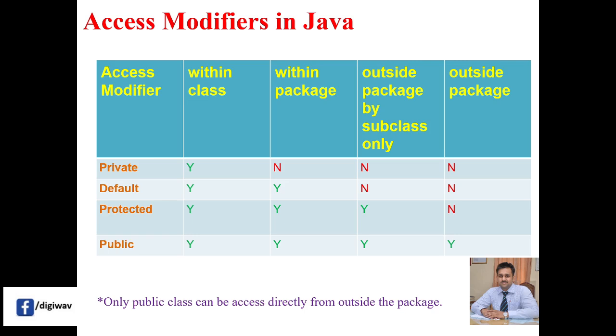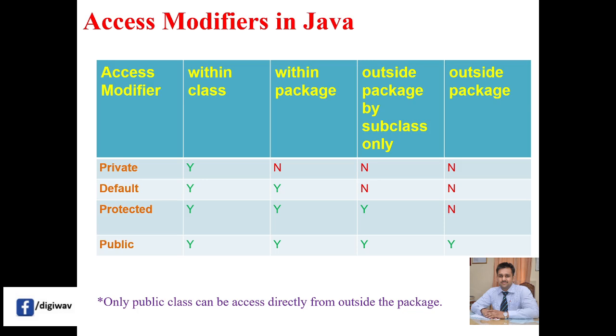So if we talk about the private access modifier, the access level of a private modifier is only within the class. It cannot be accessed from outside the class. After that, default, the access level of a default modifier is only within the package and it cannot be accessed from outside the package. But if you do not specify any access level, then it will be the default.